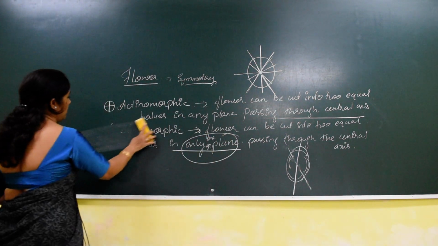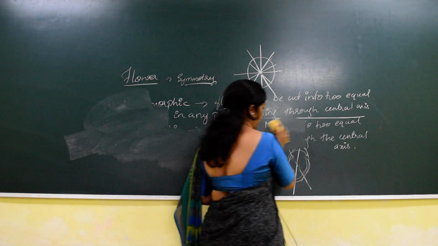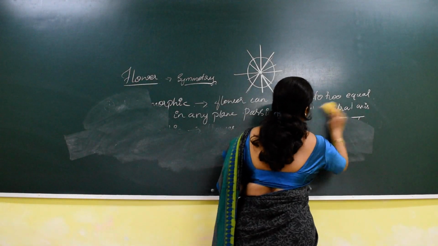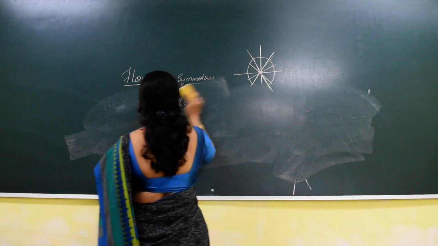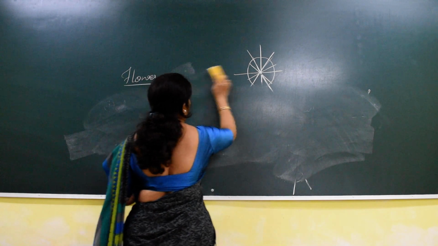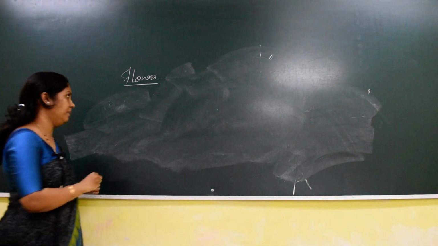Next we will move on to the fruit. As we have already discussed, the fruit is developed from the ovary.